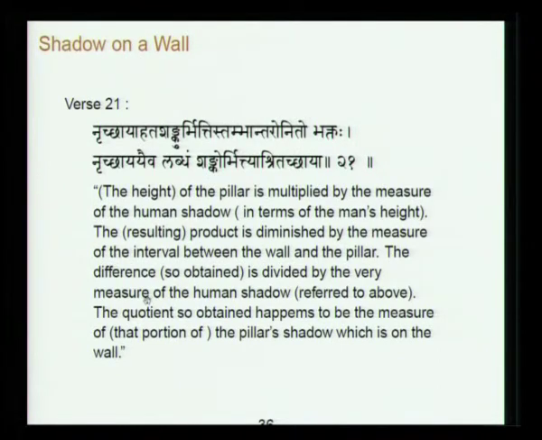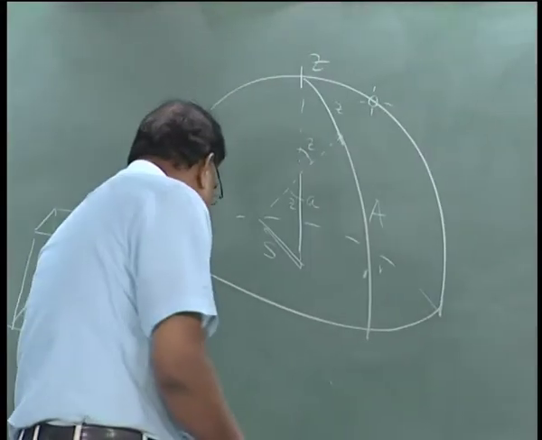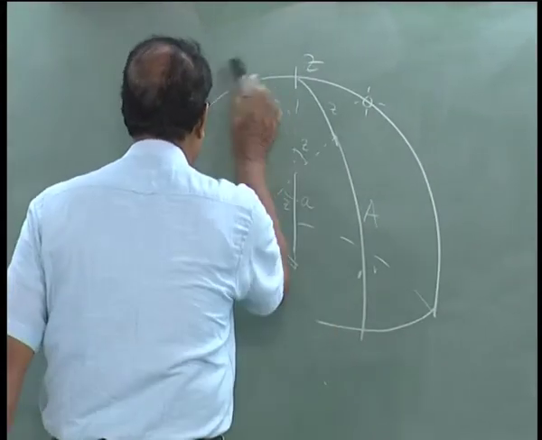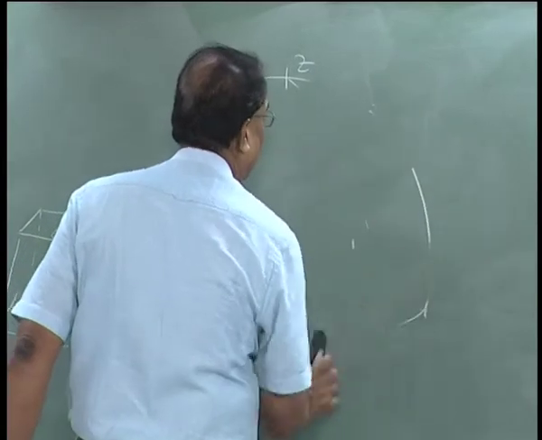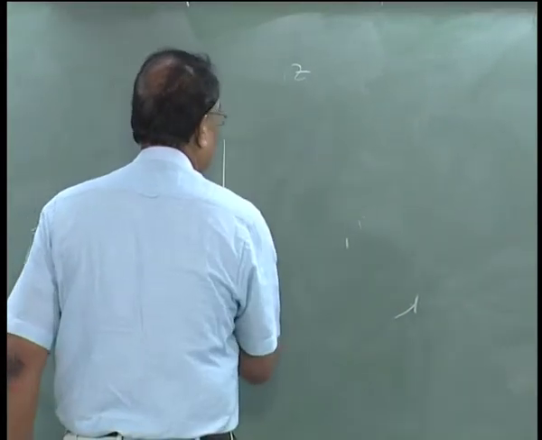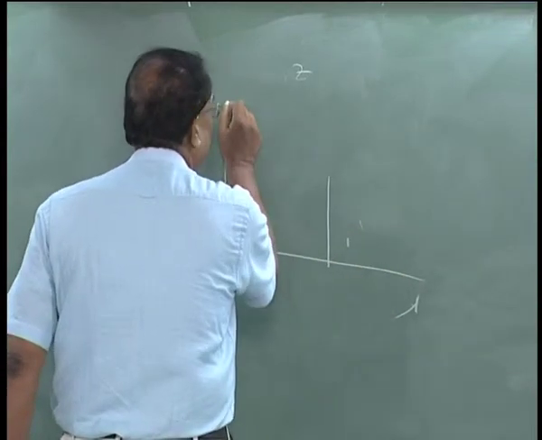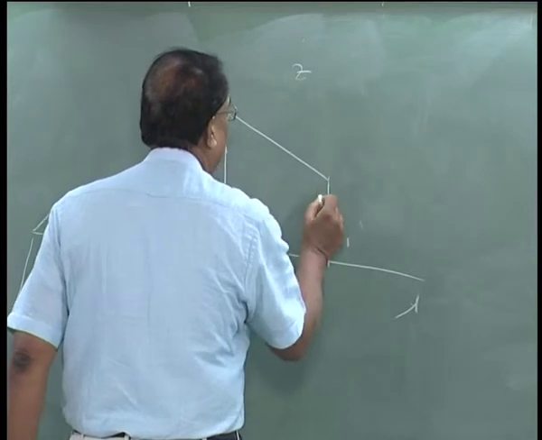So now he is talking about a shadow on a wall. Some pillar is there, and you are not observing the whole shadow, because there is a wall intervening, okay. So then what is the shadow?